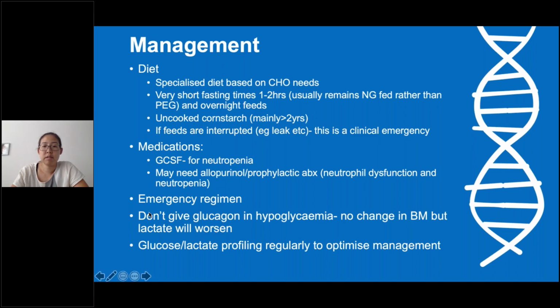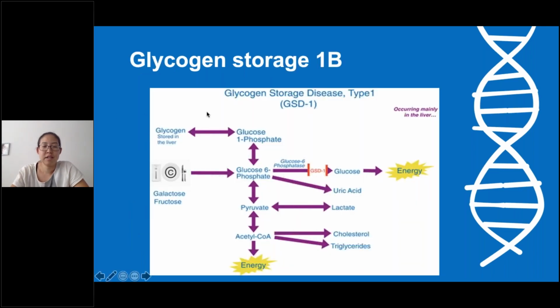Okay, the key thing is when you see this patient and you know they have a GSD1, don't give glucagon in hypoglycemia. It's not going to change the blood sugar, and you will make your lactates worse. So if we go back to the previous slide, glucagon works to break down glycogen to release glucose into the blood so that your blood sugar goes up. That can't happen here. So all you're doing is just shuttling down all this substrate all the way down here. So all you're doing is increasing the lactate. So that's all going to be worse. So don't do it.